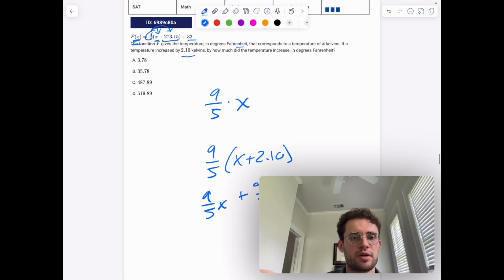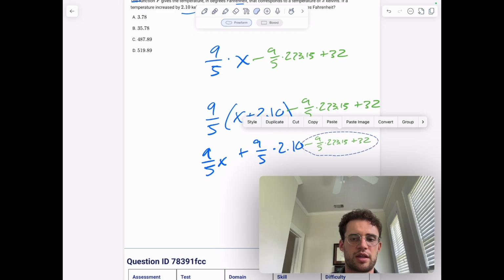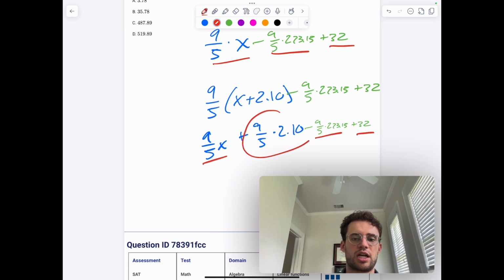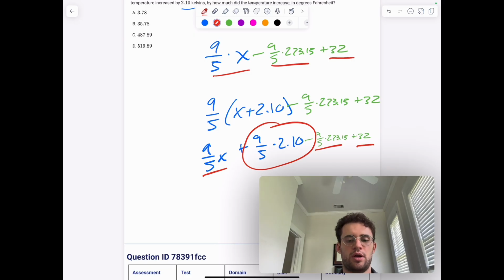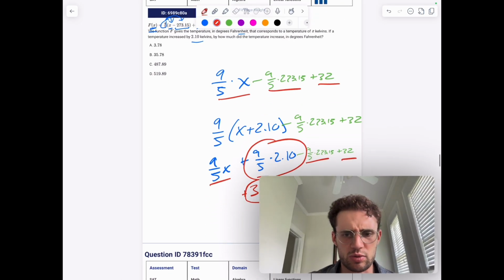And then again, you still have this minus 9/5 times 273.15, and this plus 32. Right, so this part is present in all of these. Okay, so the only thing that changed, at the beginning we have this, we have this, we have this, and now we still have this, this, this. The only thing that changed was this. We added 9/5 times 2.10. And then you could write 9/5 as 1.8, that is a decimal. But 9/5 times 2.10 gives us 3.78. So 3.78 is the increase. It doesn't matter what the actual temperature is. And I think I said on the previous one like this, you could just plug in a value.